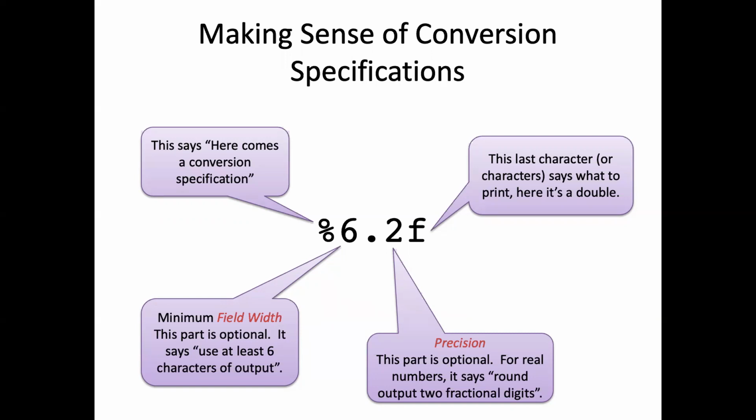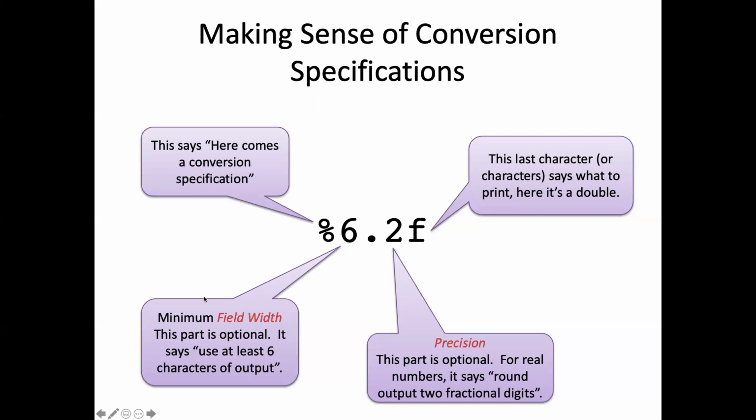And then you can have an optional precision field. That's a dot followed by another number. The way precision works depends on what you're printing, but for floating point numbers, if you're printing out a real number like a float or a double, it says how many fractional digits to round it to. So here I'm saying round it to 2 fractional digits of precision.